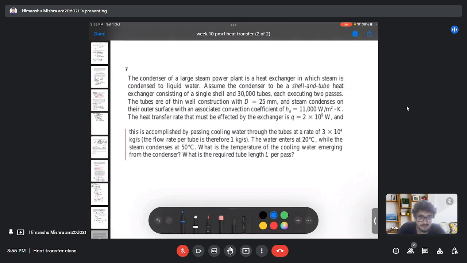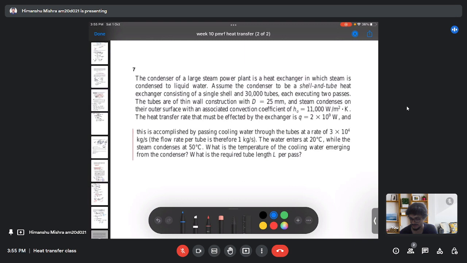The mass flow rate of the cooling water is 10 to the power 4 kg per second, and the flow rate per tube is 1 kg per second. The water enters at 20 degrees Celsius while the steam condenses at 50 degrees Celsius. What is the temperature of the cooling water emerging from the condenser? And what is the required length L? So this is a problem of a heat exchanger with condensation.